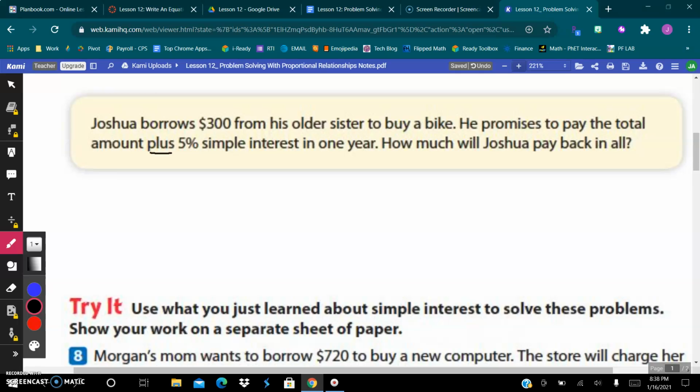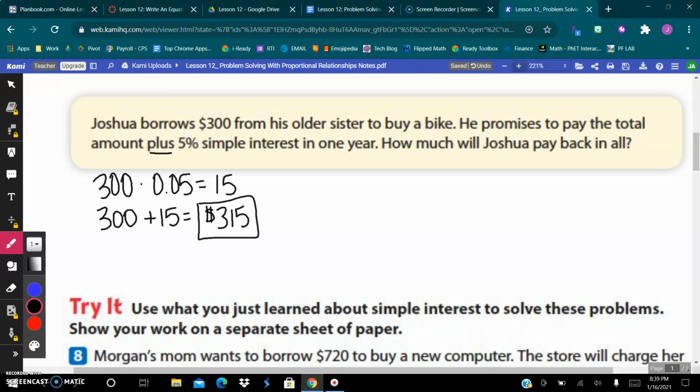So we would have 300. We would have to multiply that by 5%, and 5% as a decimal would look like that. 300 times 0.05 gives us 15. And then we have to add that on to the 300 because he's paying his sister interest. So he's giving her an extra $15. So this bike would cost him $315 total.